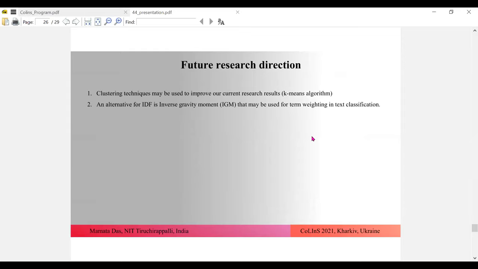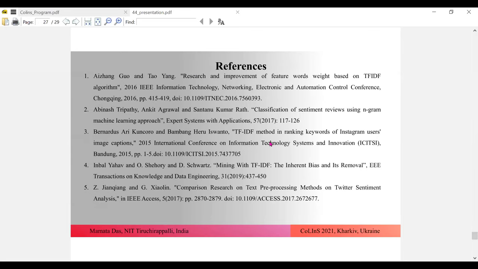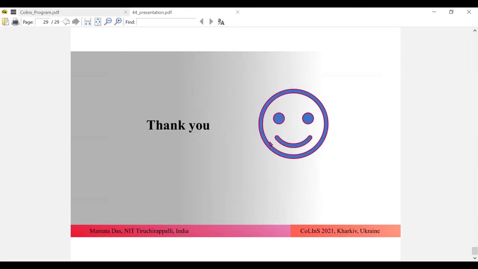And this is our future research direction. In our future research, we can use clustering techniques, maybe K-means or another algorithm. And we know another alternative to IDF is IGM, that is inverse gravity moment, and that may be used for term weighting in the next classifications. So many directions are there. These references are used for this presentation. And so this is all from my side.